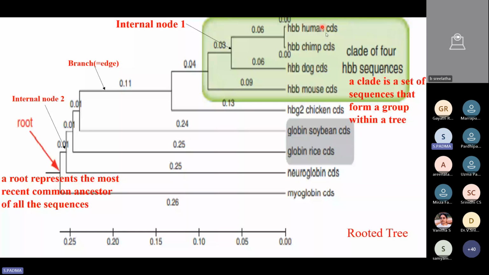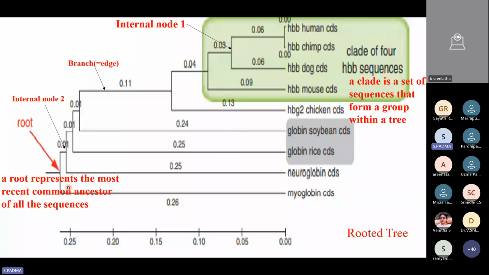Likewise, if you take a plant gene, you have a globin soybean and a globin rice sequence. Now, if you see this particular example, these two are 0.24, 0.24, 0.25, which are coming from a common ancestor. This is the common ancestor. This has gone into a chicken as well as giving rise to the animal cells, and another evolution has happened which is giving rise to the globin in the case of plant species. Now this root is here. The root is the one which represents the most recent common ancestor of all the sequences.